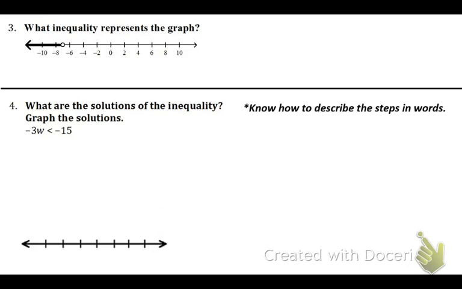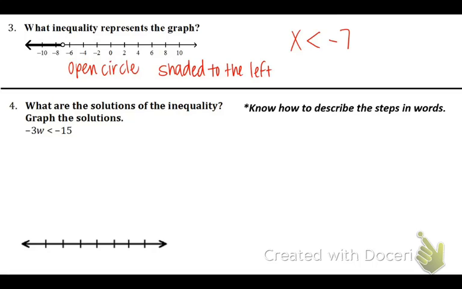Number 3, what inequality represents the graph? Well, first of all, it is an open circle. You want to write that down. And it is also shaded to the left. So that means we want to have our variable x. Our less than symbol, remember that symbol points towards the left, and there's no line underneath because it's an open circle, and our endpoint is between -8 and -6. That number is -7.